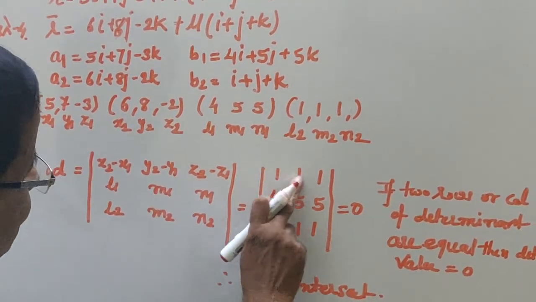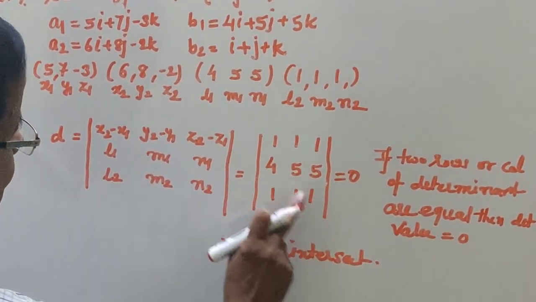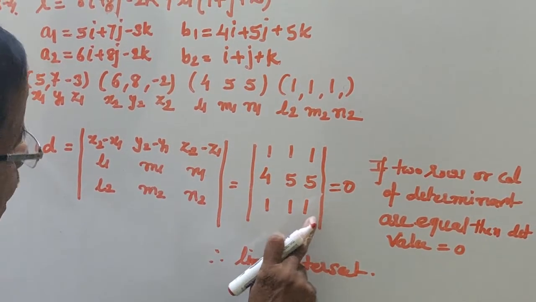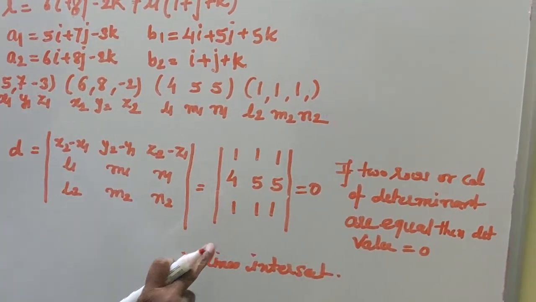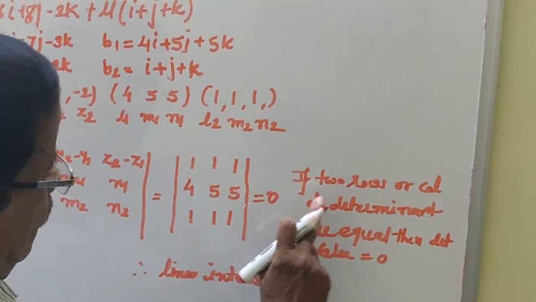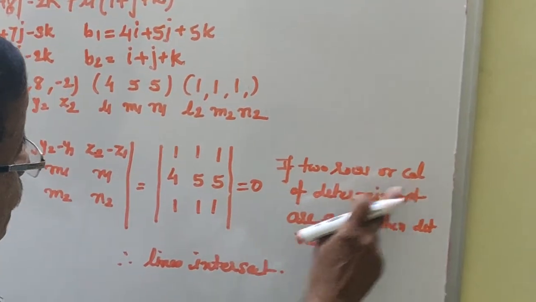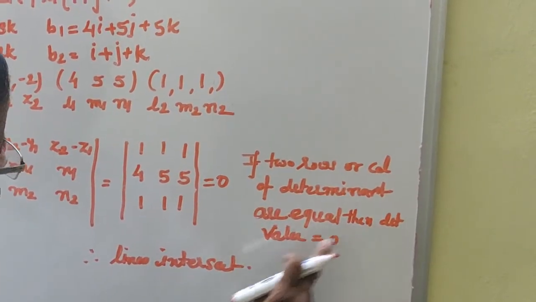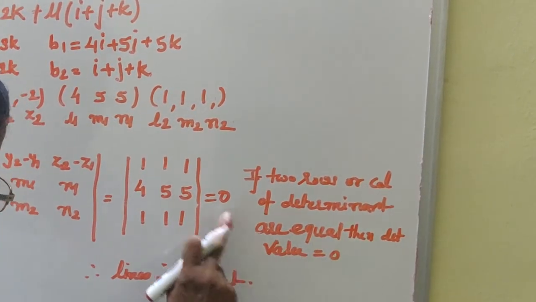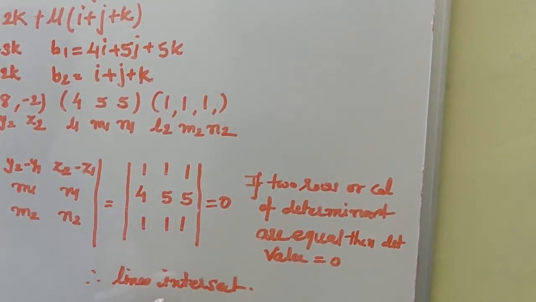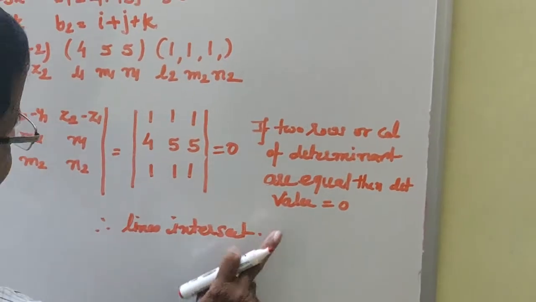Now substituting the value of this, you observe that here the two rows are equal, and you know the properties of the determinant. In 11th standard you have already studied: if two rows or columns of the determinant are equal, then the determinant value is equal to 0. Means the value of the determinant is coming to be 0. Therefore the lines intersect each other.